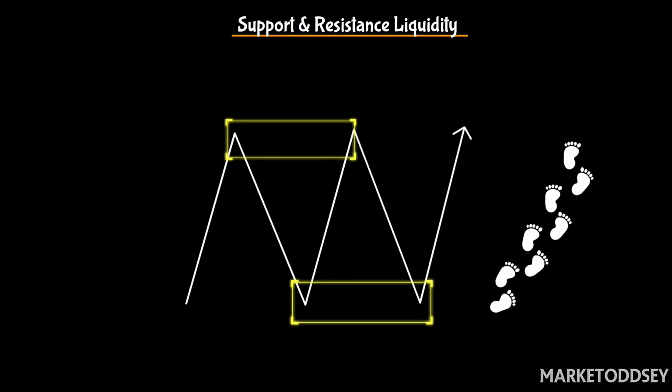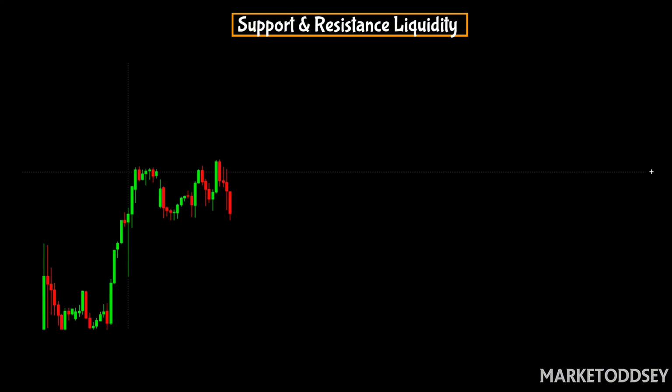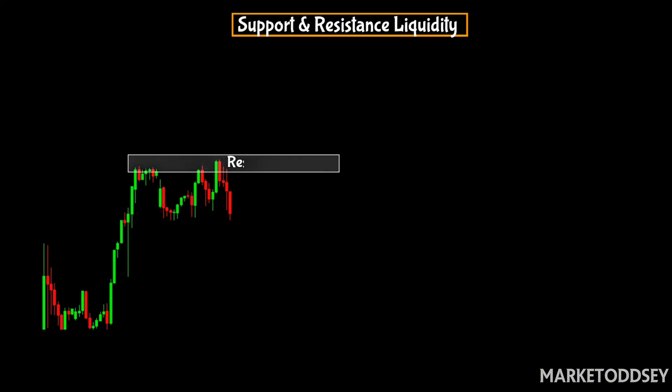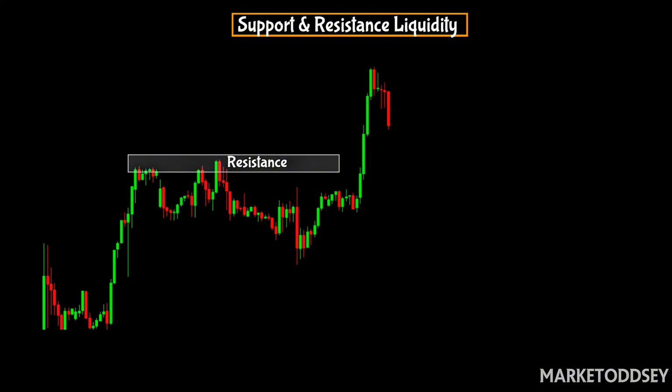For example, picture a scenario where price bounces off a resistance level. This is typically the level where big players were offloading their positions, and retail traders might have piled in shortly after. However, the trap is set. Retail stop losses tend to be clustered just beyond these levels. When the market returns, it's like a vacuum pulling the price straight into those stops.